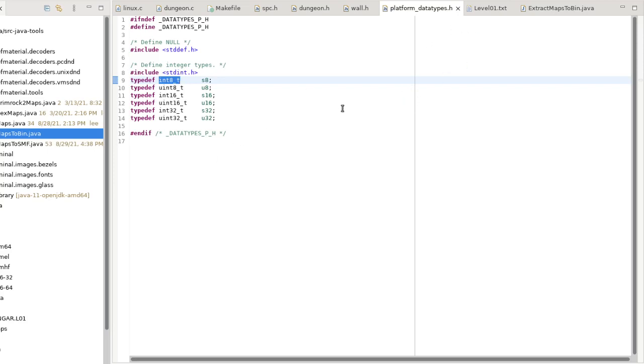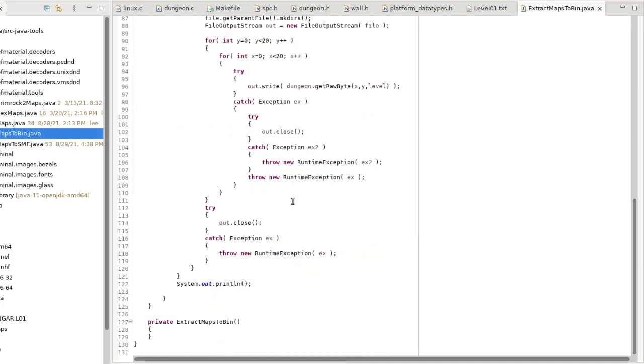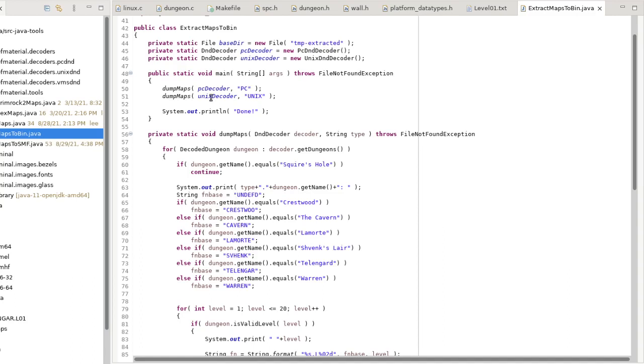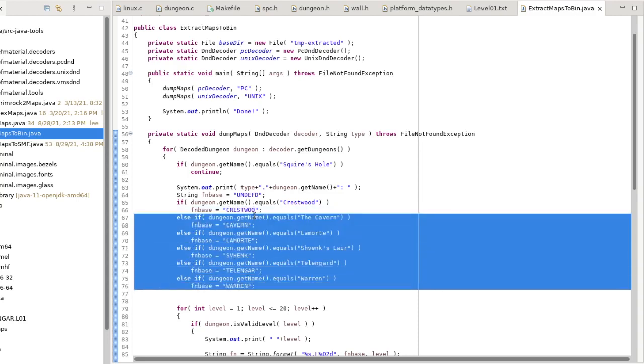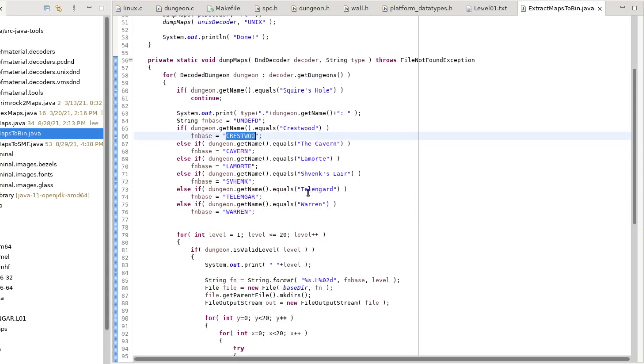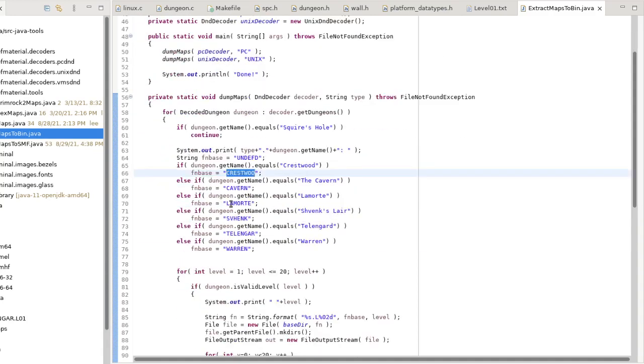So anyway, once I got all this done, I modified some of the Java decoders that I wrote some time ago. I modified one of them to extract the maps. It's not the Squire's Hole. The Squire's Hole is the same as Telengard in Unix D&D, but the Crestwood dungeon is the one that's only three levels deep. I wanted to get it along with the five classic dungeons, because I think that three-level Crestwood dungeon from Unix D&D will make a very good level one introduction dungeon. I'll add things to it and make it into a little tutorial story dungeon. And then the other five dungeons will be the actual real hardcore dungeons, right? So that'll be cool, maybe.